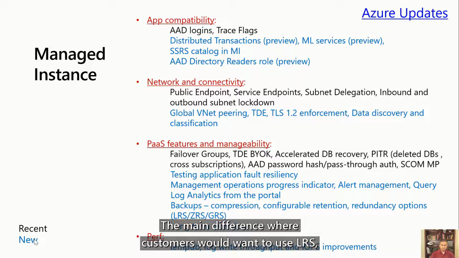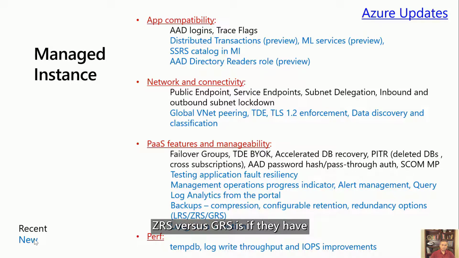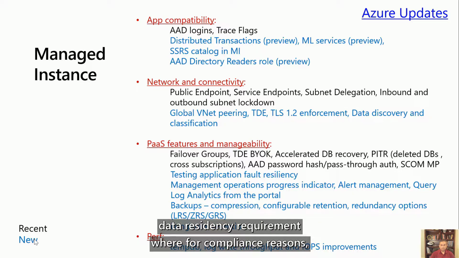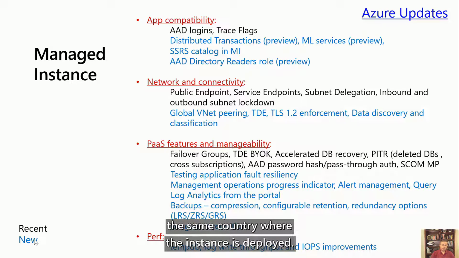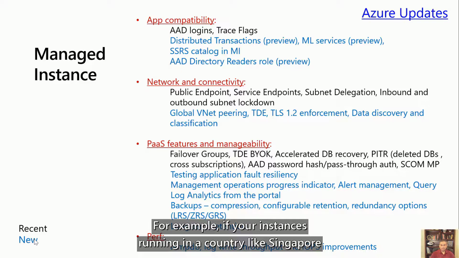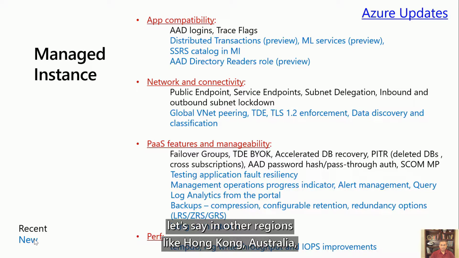The main difference where customers would want to use LRS or ZRS versus GRS is if they have a data residency requirement, where for compliance reasons, the backup has to be in the same country where the instance is deployed. For example, if your instance is running in a country like Singapore, where there's only one Azure region, and if your DR pair is, let's say, in other regions like Hong Kong or Australia, and you don't want your backups to leave Singapore, then you can pick LRS or ZRS. So backups will also stay locally in your country.